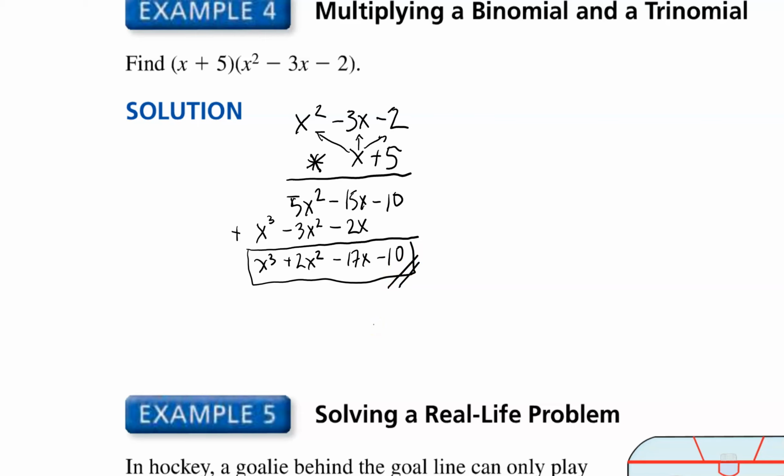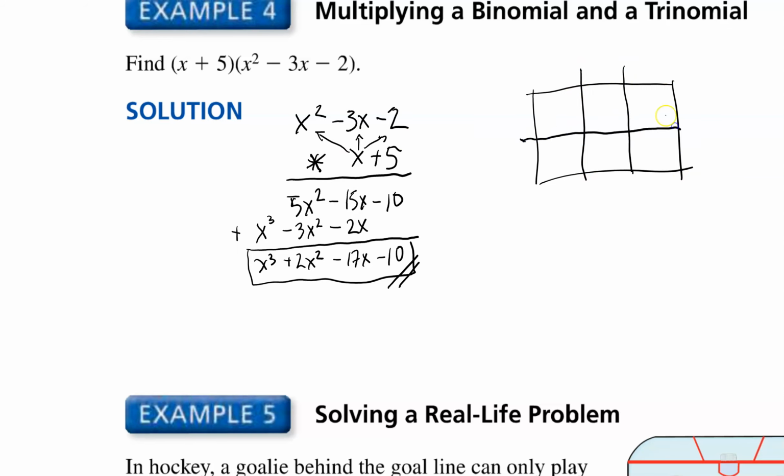And that would be our final answer. Now there's another way that you could set that up. You could use the box method. And in the box method we would have 3 partitions for the trinomial and then just 2 partitions for the binomial, and so we would write x squared minus 3x minus 2 and then x plus 5.